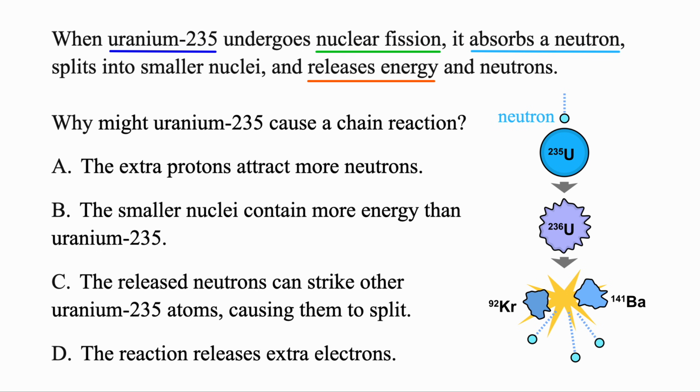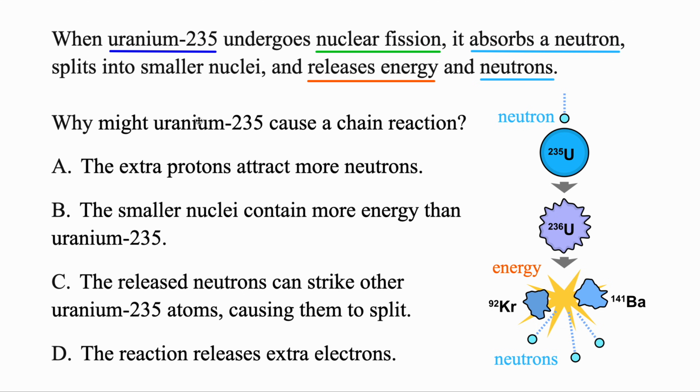Let's highlight that. So this here in the diagram looks like energy being released. And finally, it's also going to release neutrons at the end. Therefore, these 3 things here are neutrons being released. Okay, once we have the main idea, then we can see which answer describes this process.